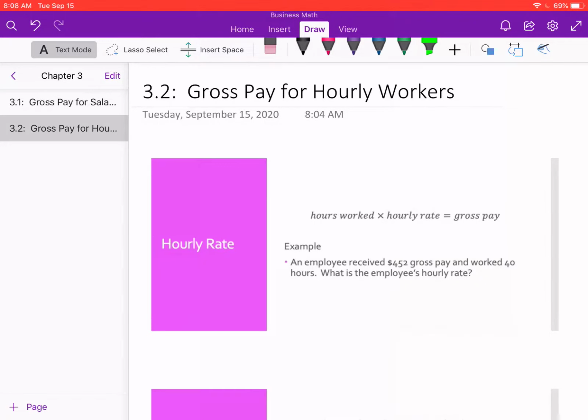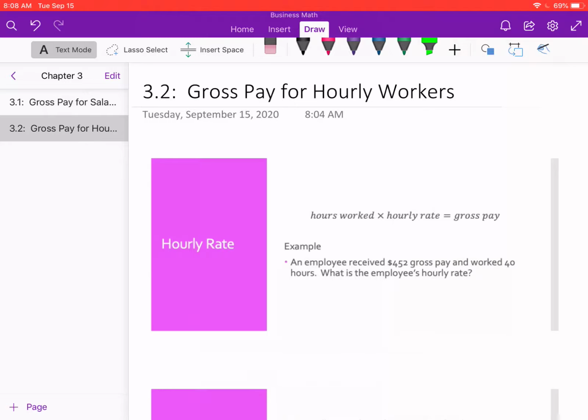This is section 3.2, gross pay for hourly workers. So before we talk about gross pay for salaried workers, now let's talk about hourly workers. So for gross pay for hourly workers, you take the hours worked times the hourly rate.